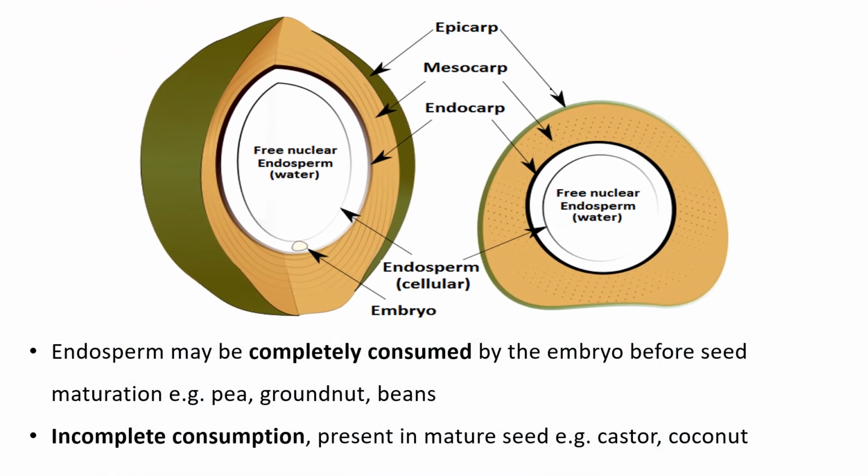Endosperm may be completely consumed by the embryo before the seed gets mature, or it may be incompletely consumed and be present in the mature seed. As shown here in the example of coconut, the water of the coconut is an example of free nuclear endosperm. And surrounding the water, the white kernel of coconut is actually the cellular endosperm. You can also see the presence of the embryo here and the rest of the fruit, epicarp, mesocarp and endocarp.